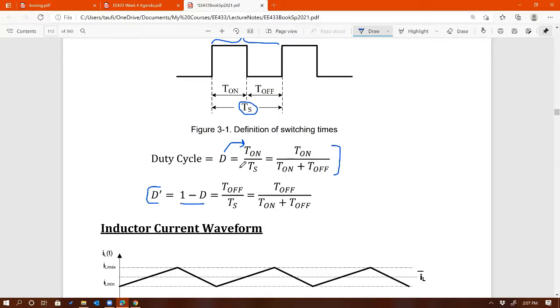So therefore on time is related to D, and off time of the switch is related to 1 minus D. Instead of writing 1 minus D, sometimes I use D prime, which means it's the same as 1 minus D. Any questions on this? All right.